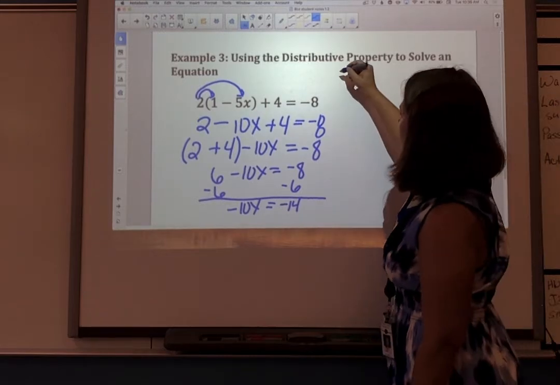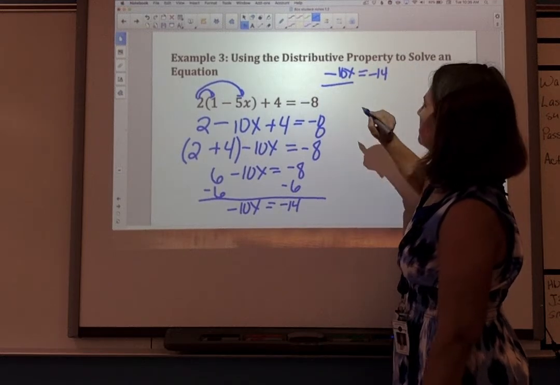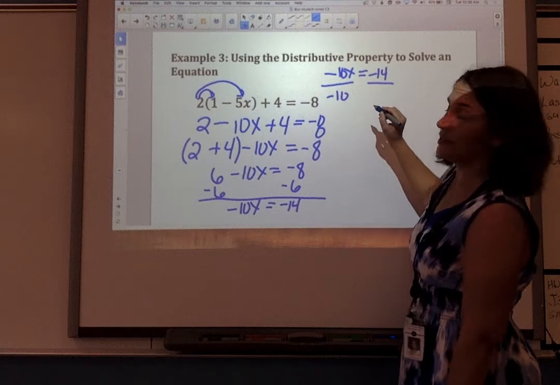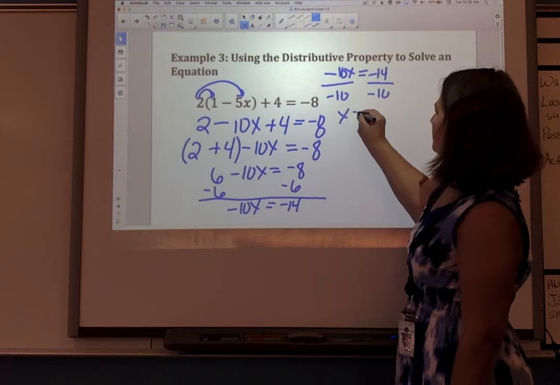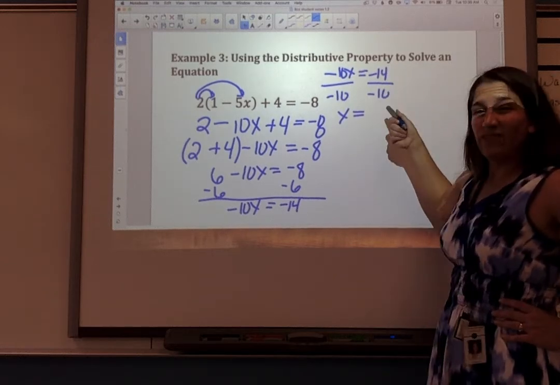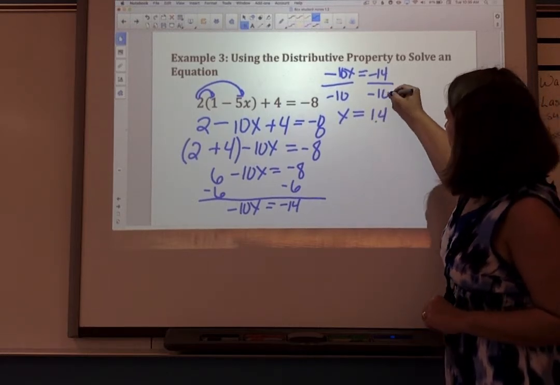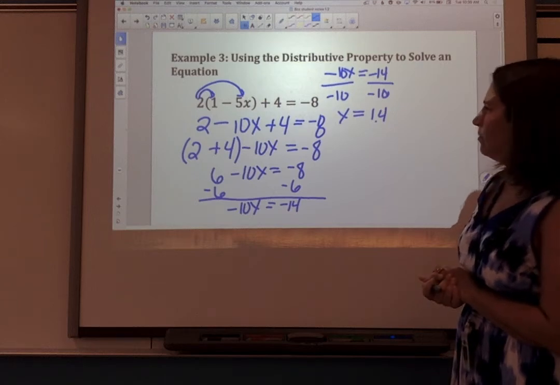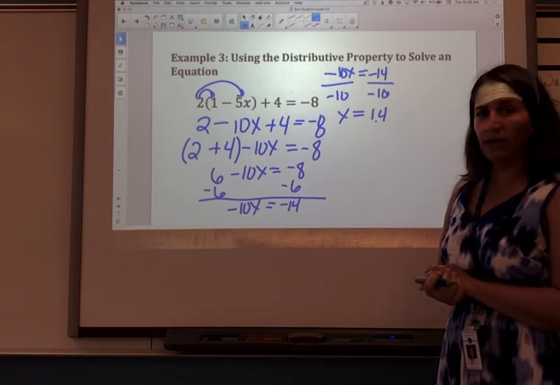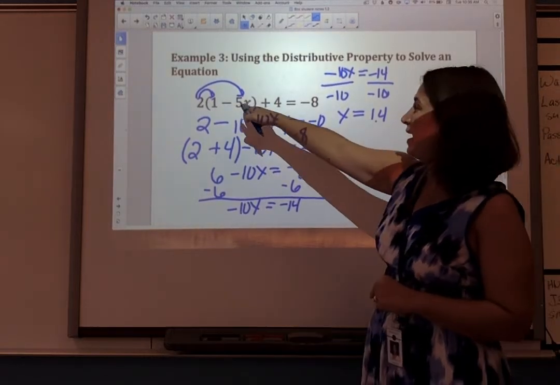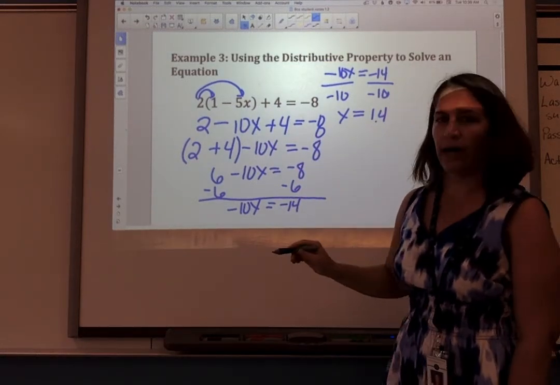I ran out of room, so I'm going to do it up here. Negative 10x equals negative 14. I'm going to have to divide by negative 10. Negative 10 divided by negative 10 is 1, so I have x equals negative divided by negative is a positive, and 14 divided by 10 is 1.4. So I'm going to have that x equals 1.4. I kind of ran out of room to do my check here, but you go ahead and do it. Pause for a minute and put 1.4 back in for x and make sure that that works. So go ahead and pause. Okay.